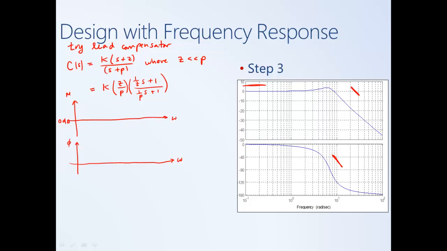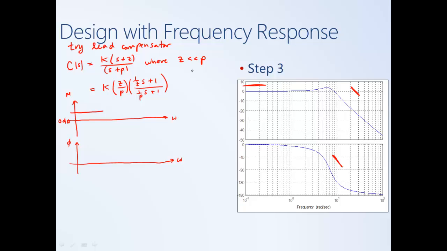Well, basically this needs to have a magnitude greater than 0 dBs, or greater than 1. And if we do that, then we'll have a positive magnitude at low frequencies as we desire. We then have a pole and a zero, and in general, zeros cause the slope to go up at 20 dBs per decade, and poles cause the slope to go down at 20 dBs per decade.